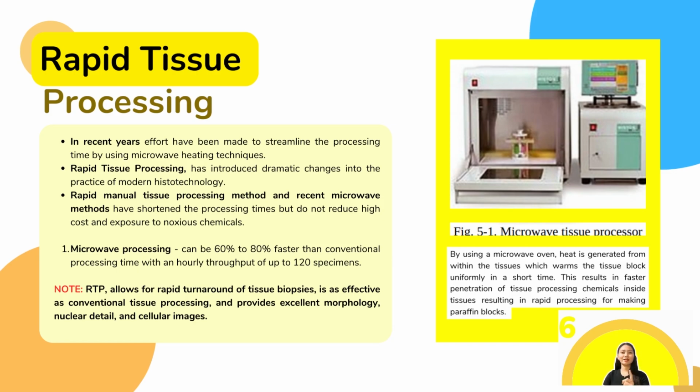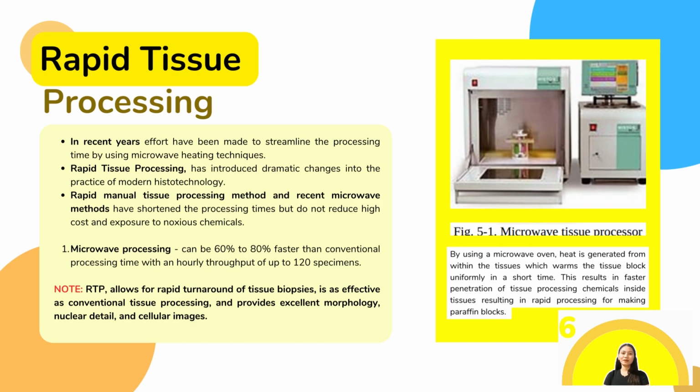Firstly, we have the microwave processing. It can be 60% to 80% faster than conventional processing time with an hourly throughput of up to 120 specimens. Note that rapid tissue processing allows for rapid turnaround of tissue biopsies, is as effective as conventional tissue processing, and provides excellent morphology, nuclear detail, and cellular images. Beside it is the microwave tissue processor.